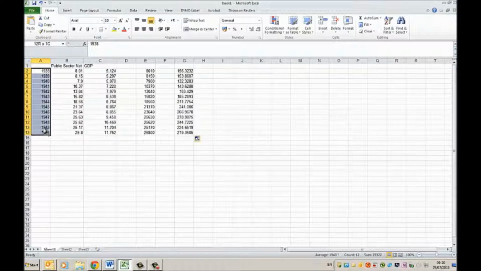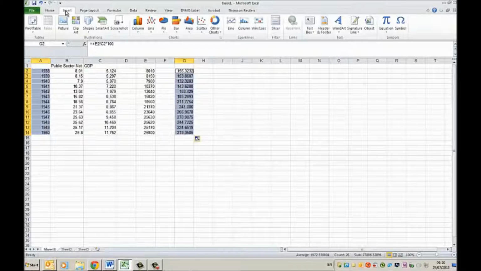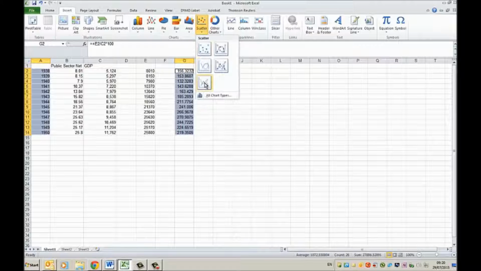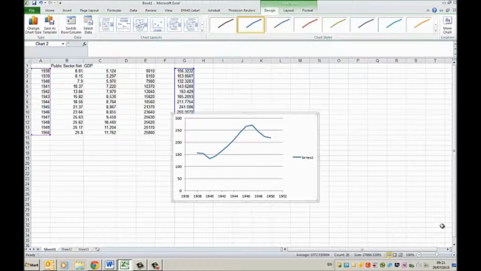If we highlight the years here, and then highlight our calculations here, and then go to insert, we can insert a scatter diagram. Now, this sounds a bit odd, but we want to put the dates on the axis, so it's easier to do this as a scatter diagram. But I'm going to opt here for this option here, this continuous line. And if I do that, then it gives me a line graph of the debt-GDP ratio with the dates on the horizontal axis and the debt-GDP ratio on the vertical axis.